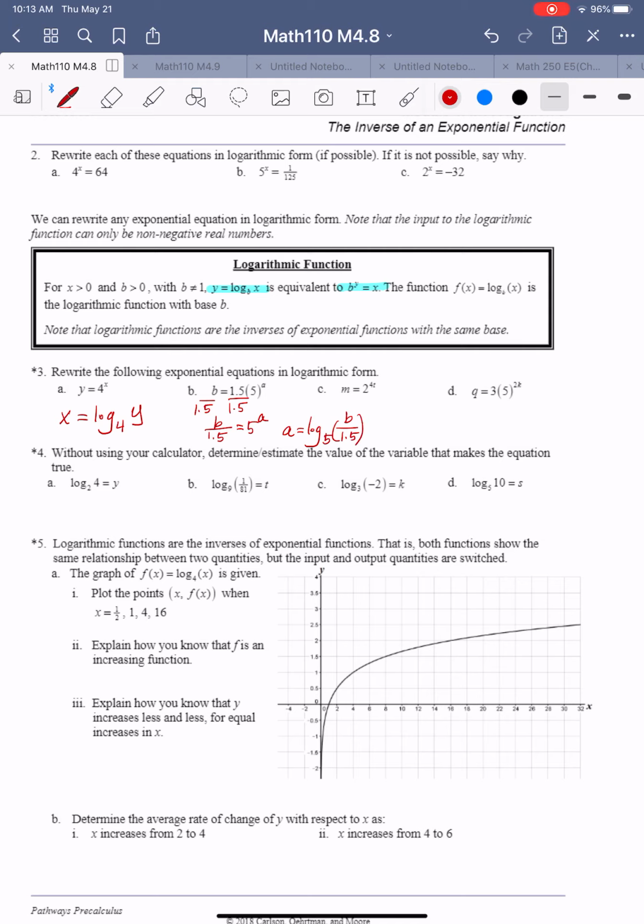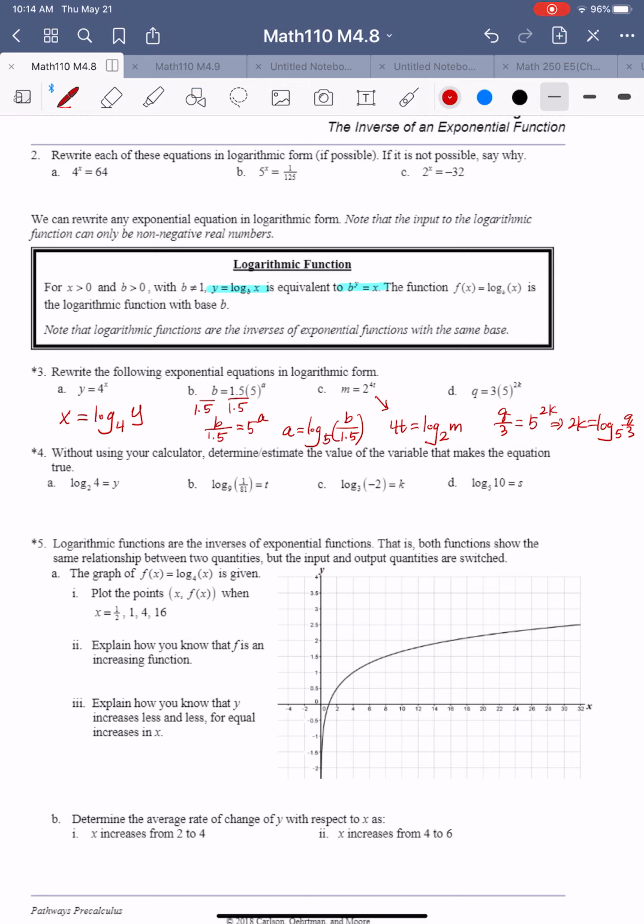You can do the same thing as the other problem too. This time 4t is the exponent, so log base 2 of m. And this time, of course, you need to divide by 3, which gives you a base 5 to the power 2k. And then 2k is the log base 5 of q over 3, okay?